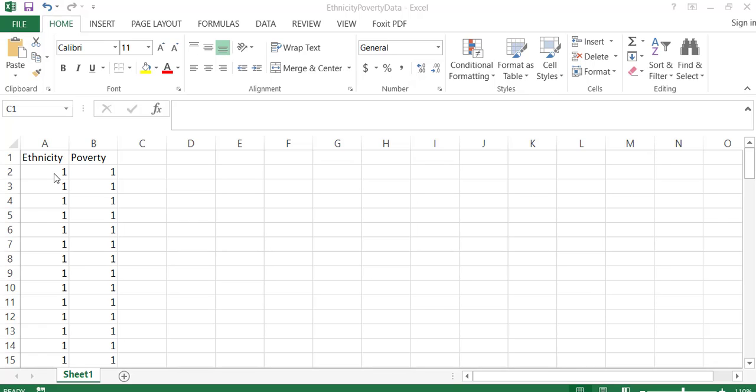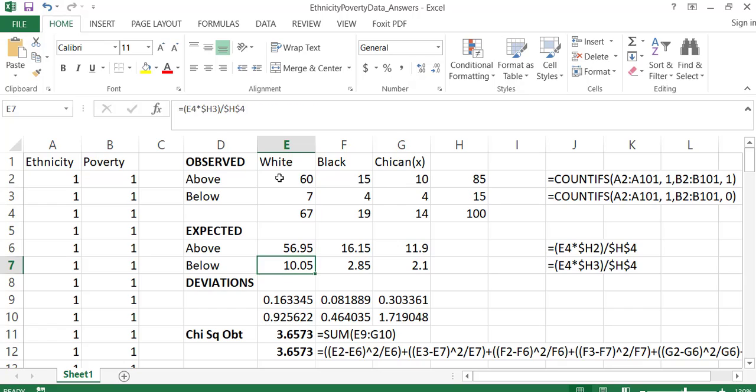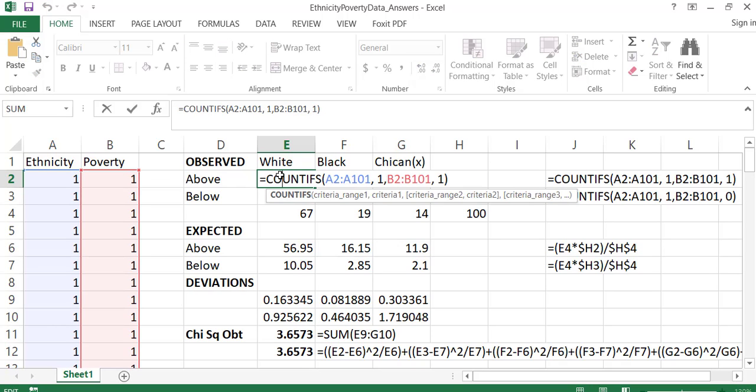So here we have a more traditional layout for the data, where the first individual, their ethnicity is 1, their poverty level is also 1, and we can then do tabulations. Here I already have it worked out so I can focus on talking you through this. What I'm doing is COUNTIFS, with an S, so I'm going to have multiple criteria. COUNTIFS A2 through A101, because there were 100 individuals in our sample, is a 1, and those are the individuals whose ethnicity is white.